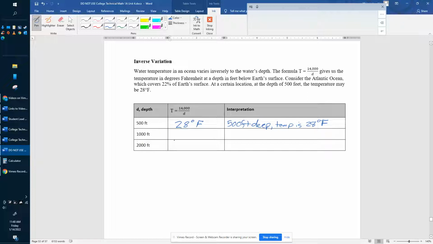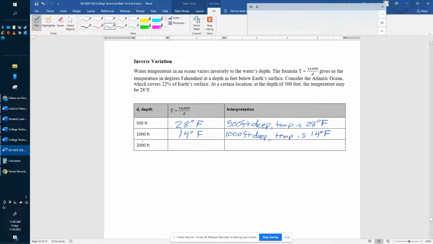How about at 1,000 feet? Let's see if we can figure that out. So 14,000 divided by 1,000. We can do that in our heads. We can just cut off the zeros and we get 14 over 1, or 14 degrees Fahrenheit. So at 1,000 feet deep, temp is 14 degrees Fahrenheit.